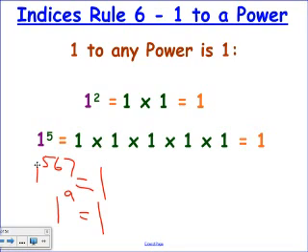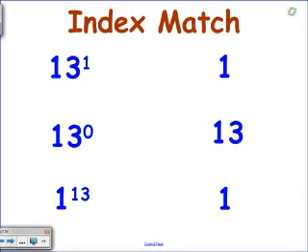So rules 4, 5 and 6, dead straightforward. You just need to remember something to the power of 1 is just itself, something to the power of 0 is 1, and 1 to any power is 1. You see what I mean? You don't have to juggle anything around, you just have to remember them. Okay? So there's your index match.